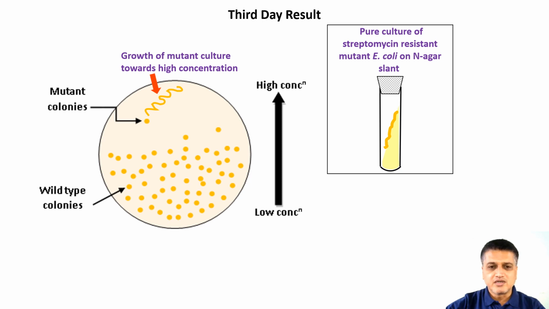On third day, if streaked mutant colony shows growth towards high concentration of streptomycin on gradient plate, it indicates permanent nature of mutation. Simultaneously, also check the purity of mutant culture on an agar slant.